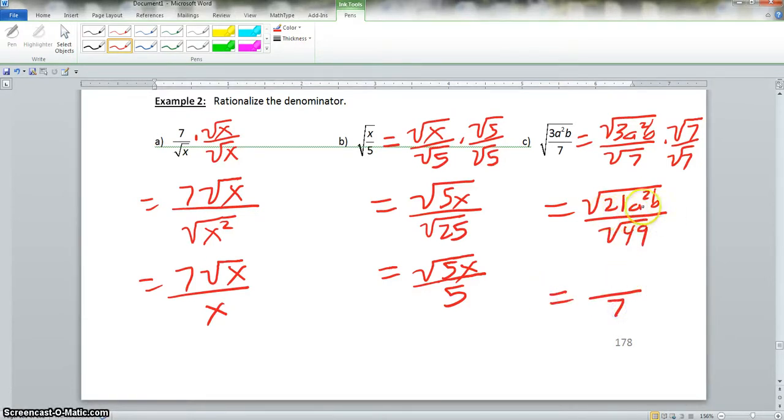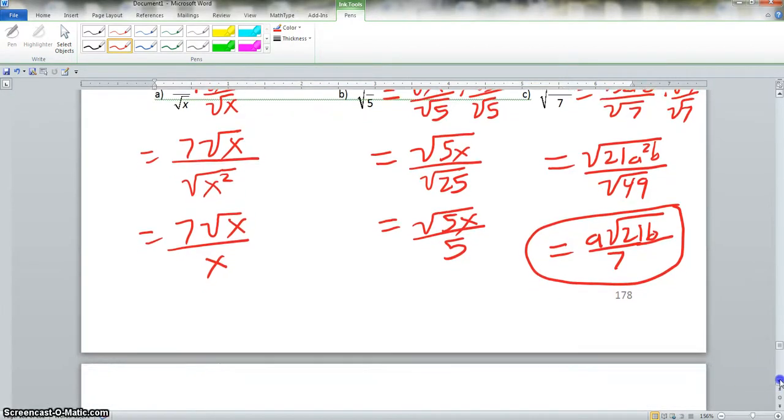But if you notice here, this a squared is a perfect square. We know the square root of a squared is a, and that's the only perfect square we have here. So our final answer would be a times the square root of 21b. And that's it.